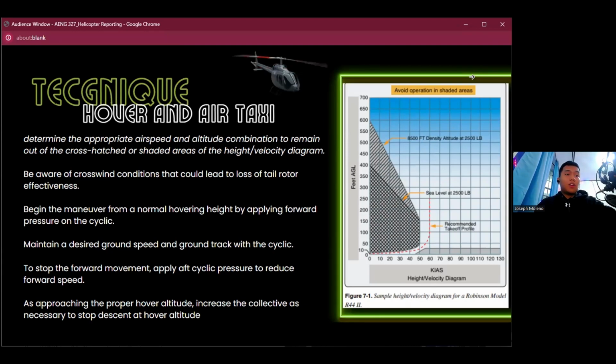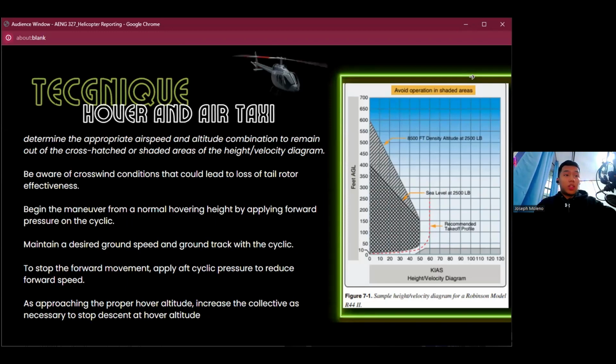Next, be aware of crosswind conditions that could lead to loss of tail rotor effectiveness. Pick out two references directly in front of the helicopter for the ground path desired. This reference point should be kept in line throughout the maneuver. Next, begin the maneuver from a normal hovering height by applying forward pressure on the cyclic. As movement begins, attain the desired airspeed with the cyclic, control the desired altitude with the collective, and RPM with the throttle. Next, maintain a desired ground speed and ground track with the cyclic, a constant heading with anti-torque pedals, the desired altitude with the collective, and proper operating RPM with the throttle.